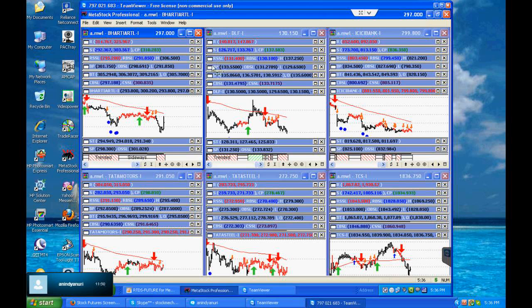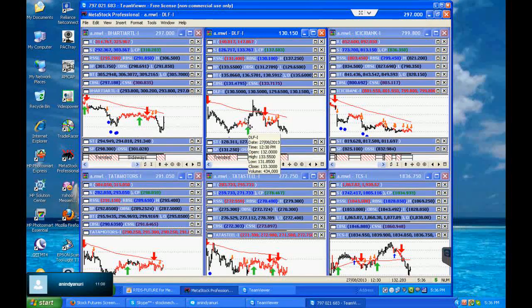Then coming back again, BP is the buy price. That means in this chart of DLF, when the green arrow came, the buy price was 133.55. The same you will see over here at that time. And OBSL is the original buy stop loss when the green arrow came. That time the stop loss would have been 131.27.